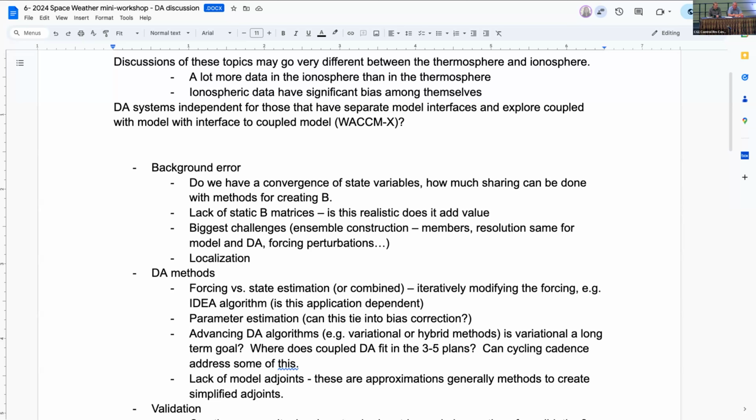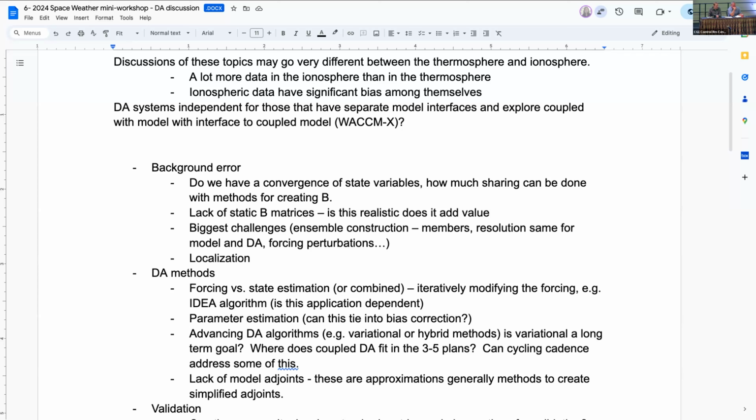One thing that I don't think has really been discussed here, but is an issue, since pretty much everyone is doing ensemble methods, is that you need to come up with a good ensemble. And depending on how you do that, some areas of your model are more or less well dispersed. For example, if you just spread F10.7, your nightside ionosphere doesn't get much spread. So this is actually, I think, an important topic.